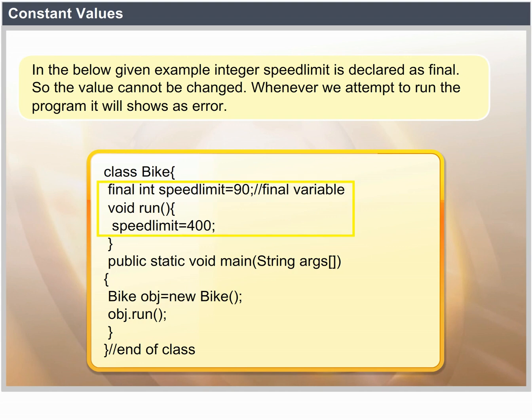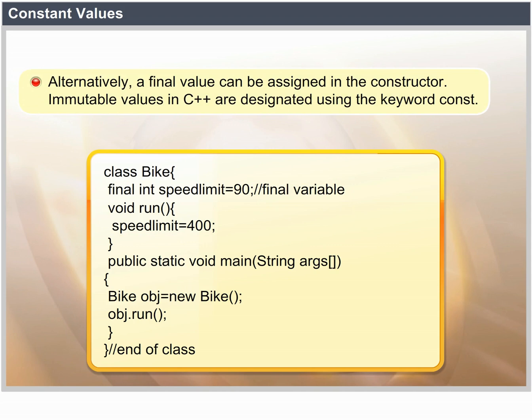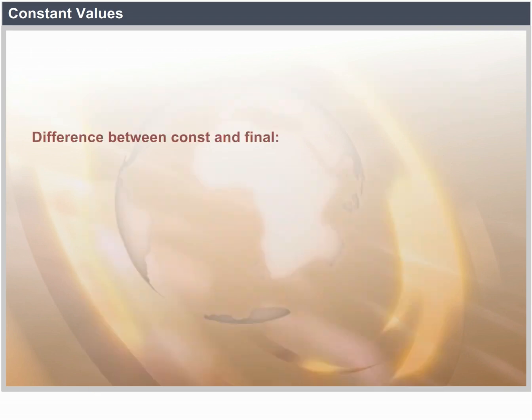class Bike { final int speedlimit = 90; that is a final variable. void run() { speedlimit = 400; } public static void main(String args[]) { Bike obj = new Bike(); obj.run(); } }. Alternatively, a final value can be assigned in the constructor. Immutable values in C++ are designated using the keyword const.